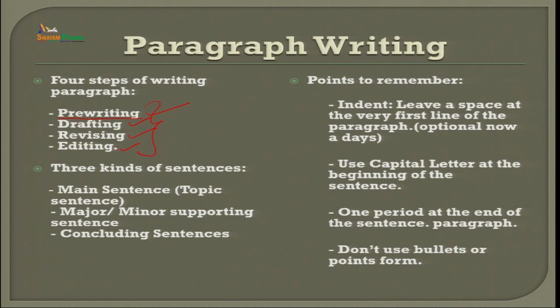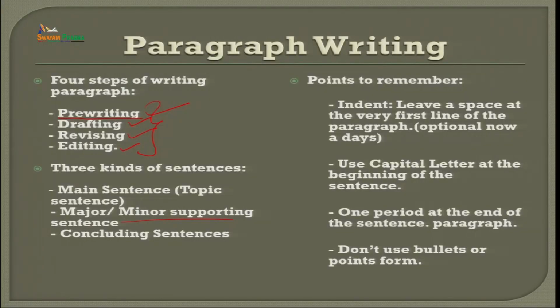Then we talk about the kinds of sentences in paragraph writing. First of all, we have the topic sentence, and what you should remember is that it should contain the entire gist or summary of the paragraph, because it clearly indicates how the idea will be developed. And then further, your major and minor supporting sentences.